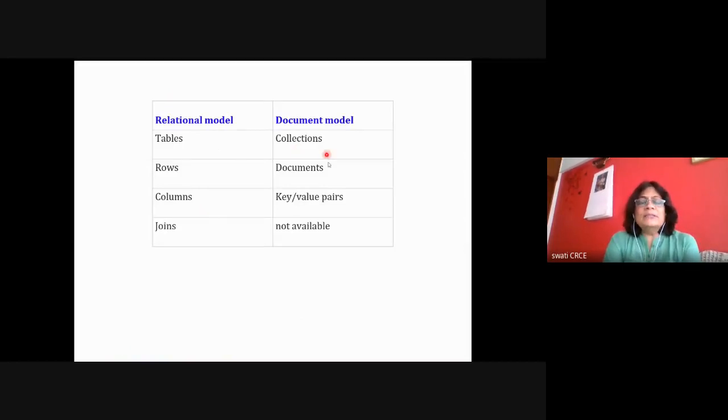Now, if you compare this document store with the RDBMS table, then your table is nothing but a collection of documents. In the relational model, you have a table, and a table is a group of rows. Here in this case, a table is a collection of documents. Here you have the row. One row is one document. In a document store, one row is represented as one document.